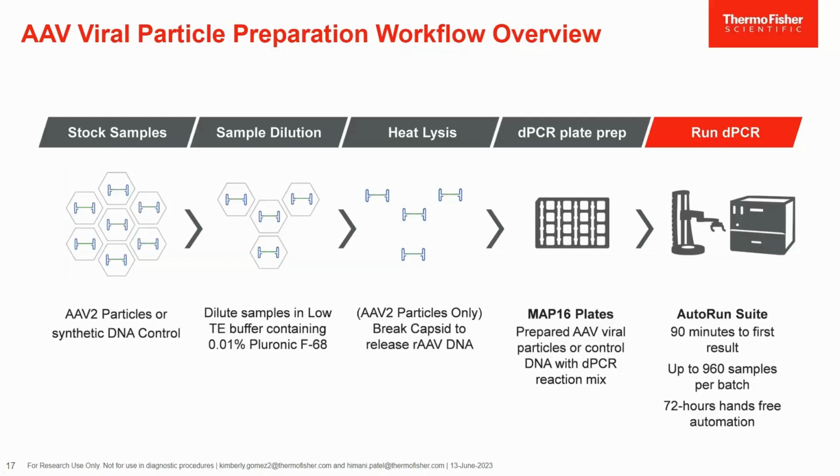Starting with the stock samples on the left of the diagram, the AAV particles are diluted in a low TE buffer containing 0.01% pluronic F68. This is a surfactant that helps with preventing viral clumping and with preventing sticking to plastic walls. Next, the viral particles undergo heat lysis on a thermal cycler at 95 degrees Celsius for 5 minutes. This helps with breaking open the capsid and releasing that DNA for testing. This sample is then mixed with our master mix and our ITR assay. Then the sample is loaded on the MAP16 plate. This plate can then be directly placed in our Absolute Q instrument or can be placed using the auto-run suite.